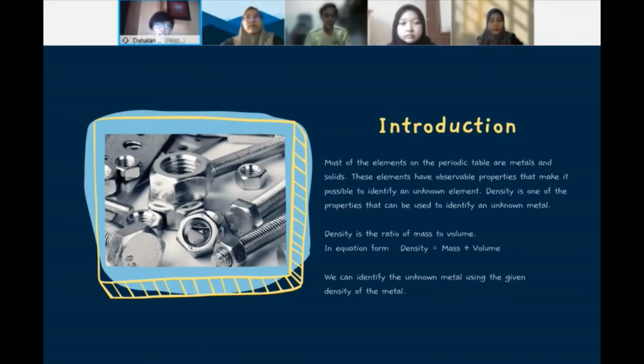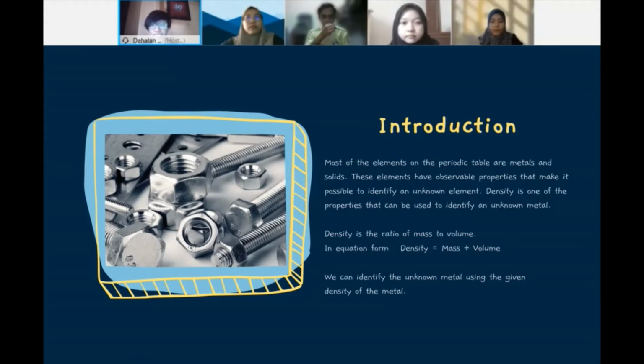Okay, most of the elements on the periodic table are metals and solid. These elements have observable properties that make it possible to identify an unknown element. Density is one of the properties that can be used to identify an unknown metal. Density is the ratio of mass to volume. In equation form, density equals mass divided by volume. And this is useful because each element on the periodic table has its own density, and we can identify the unknown metal using the given density of the metal.